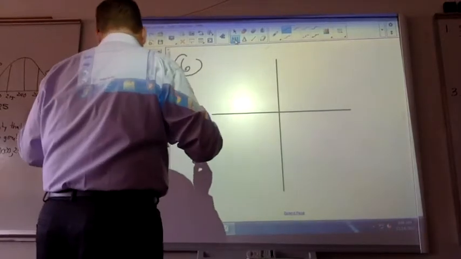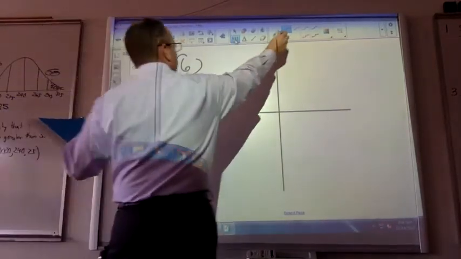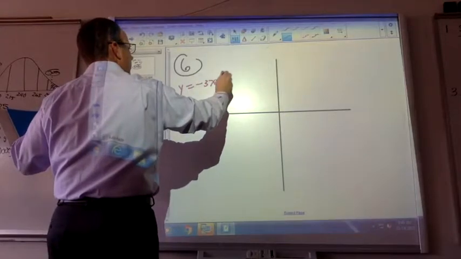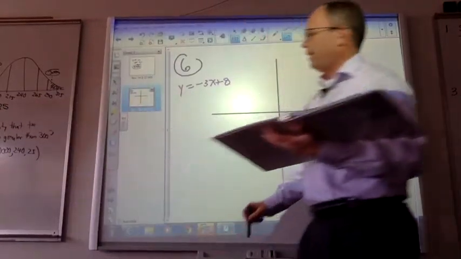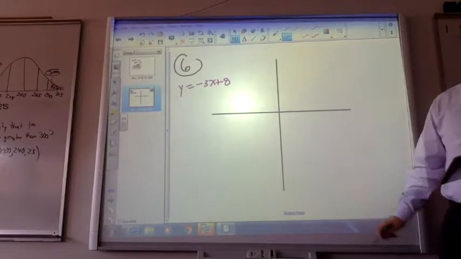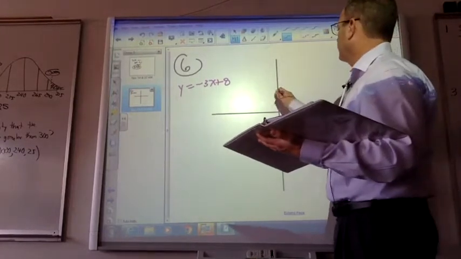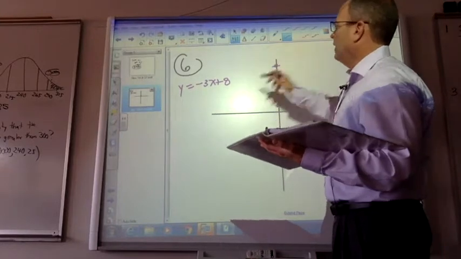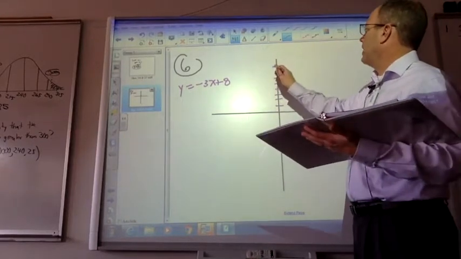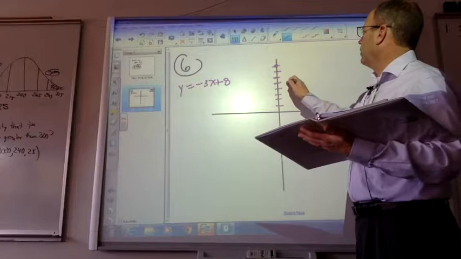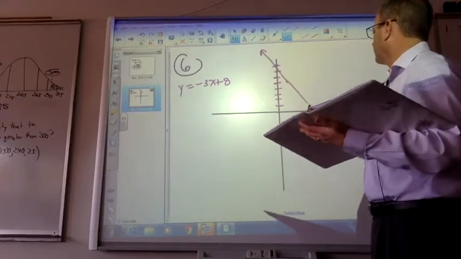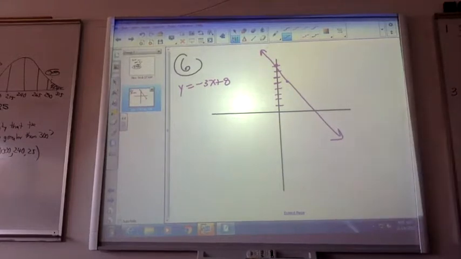All right, problem number 6, we have our first equation being y equals negative 3x plus 8. So let's go ahead and graph that. What's my y-intercept of that? 8. So I'm going to go up 8. And then my slope is down 3, right 1. Agreed? So that kind of looks like what my picture looks like.